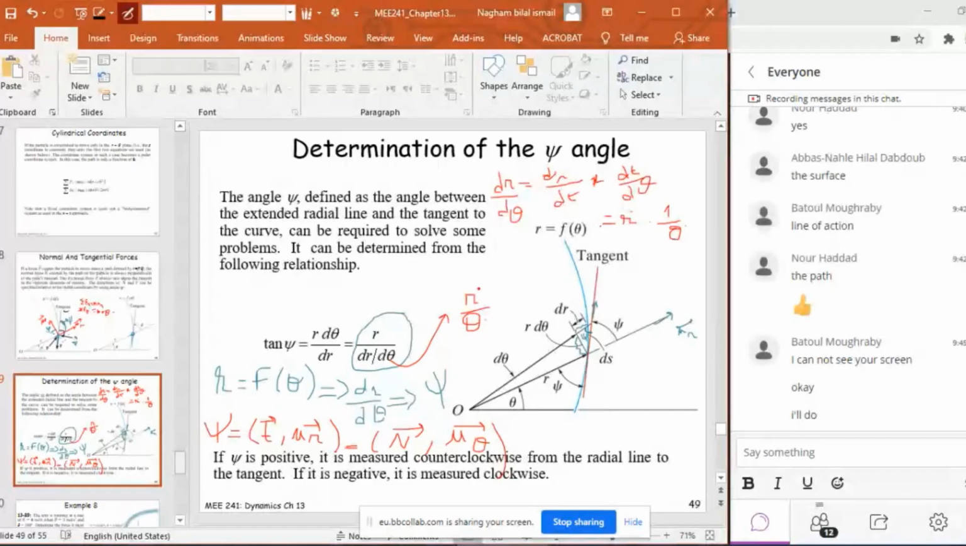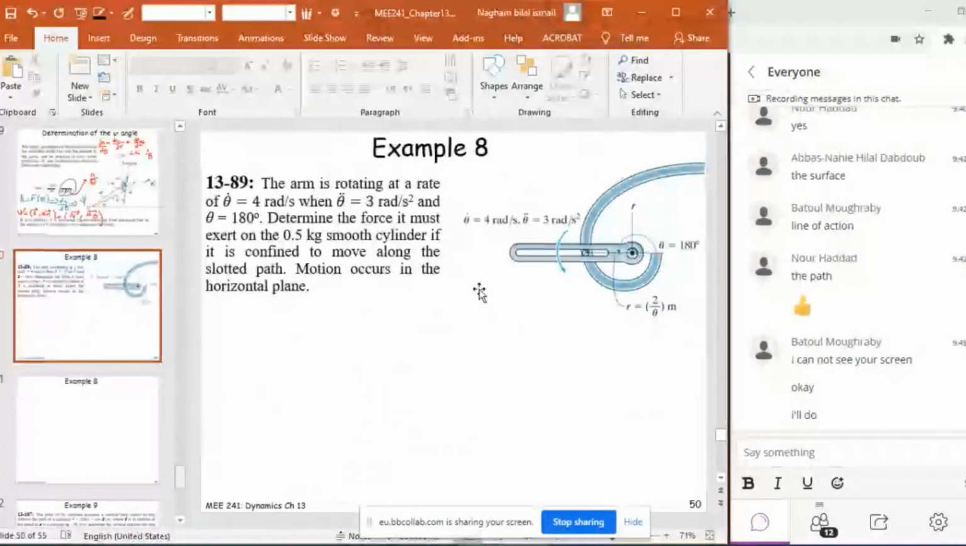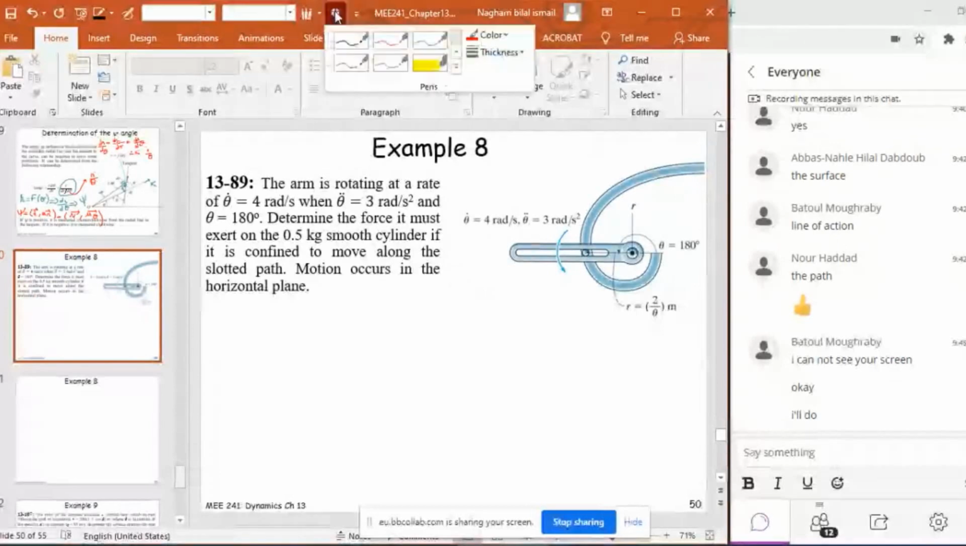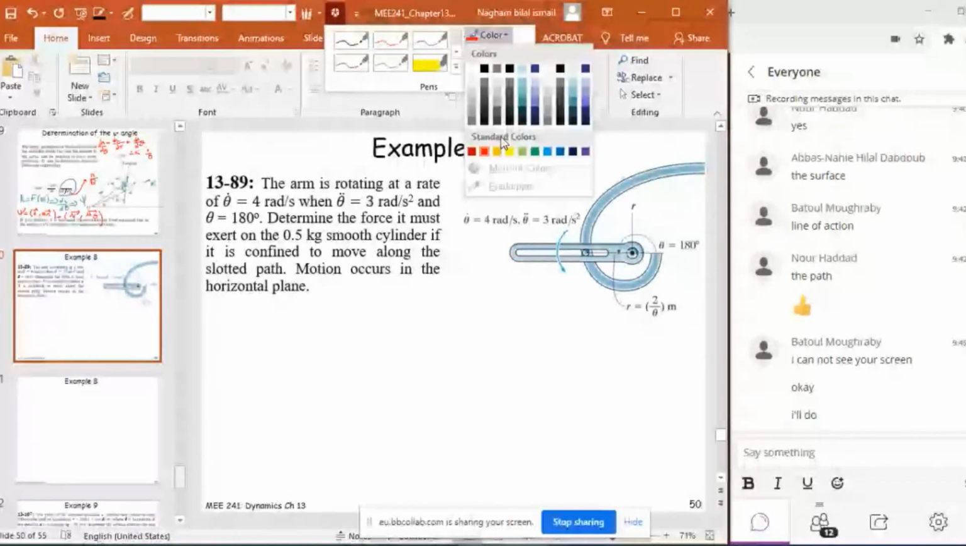I'm going to start with the first problem, which is a direct application of what we explained in the previous slide. I have here an arm that is rotating at a rate of theta dot equal to 4 radians per second. I know theta dot, I know theta double dot, and I know theta is equal to 180 degrees. I need to determine the force it must exert on a 0.5 kilogram smooth cylinder if it is confined to move along the slotted path.